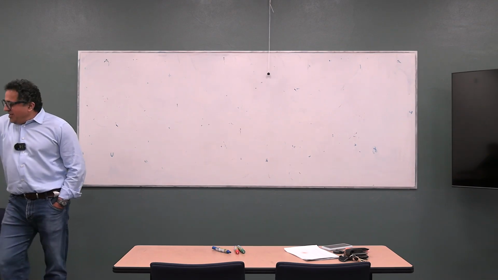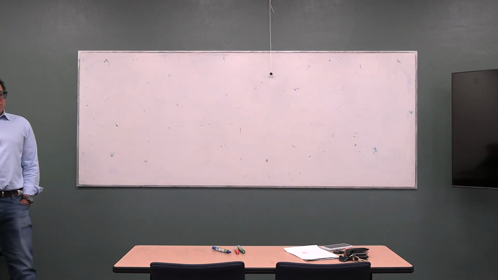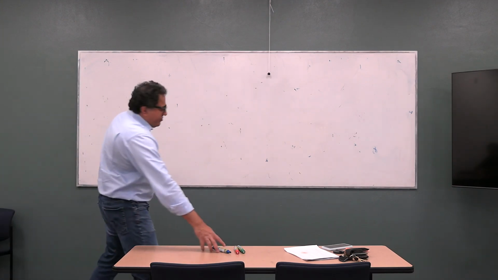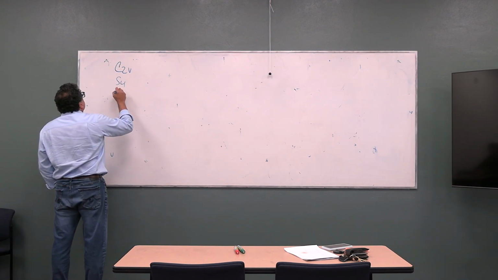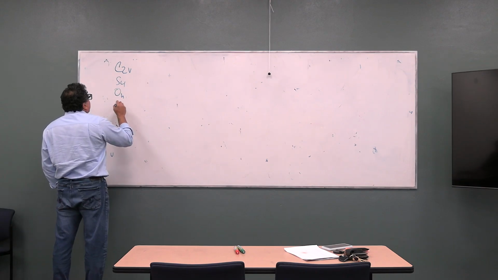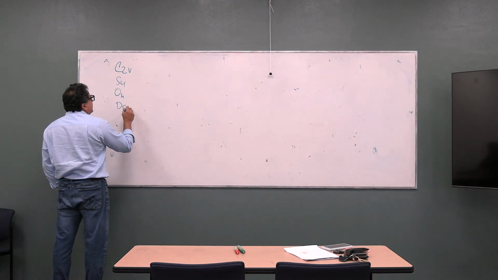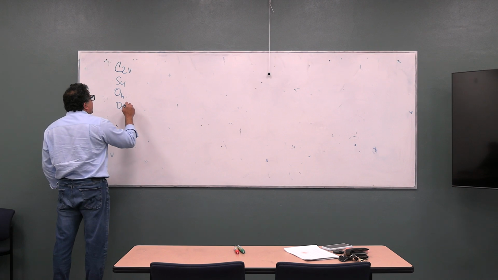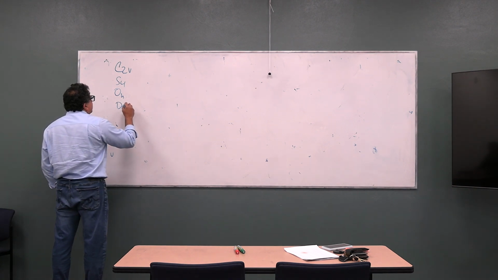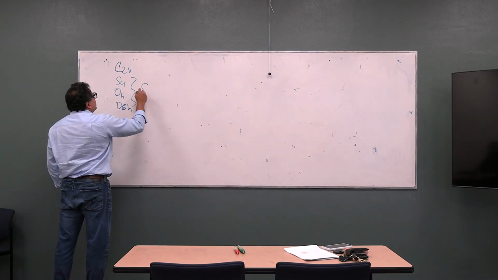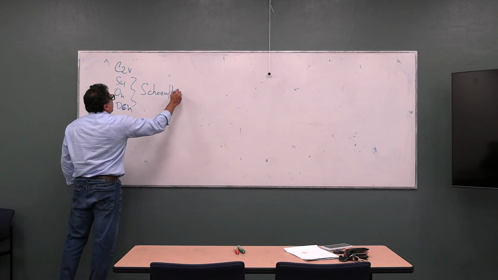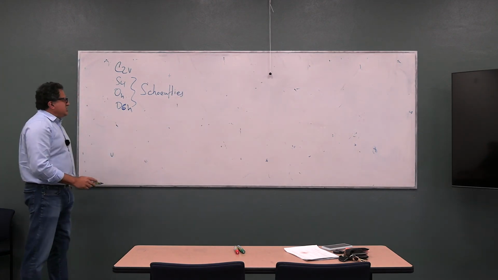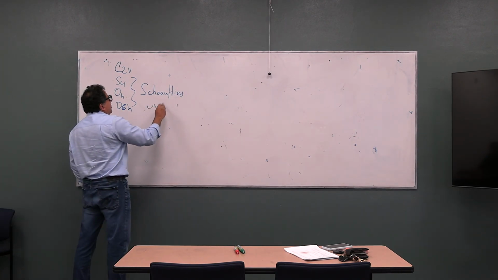So by that notation, do any of you know that notation? The notation that says C2V, S4, D6H, whatever, let's say D6H. This is called Schoenflies. And we don't use this notation in crystallography, it's used for molecules.